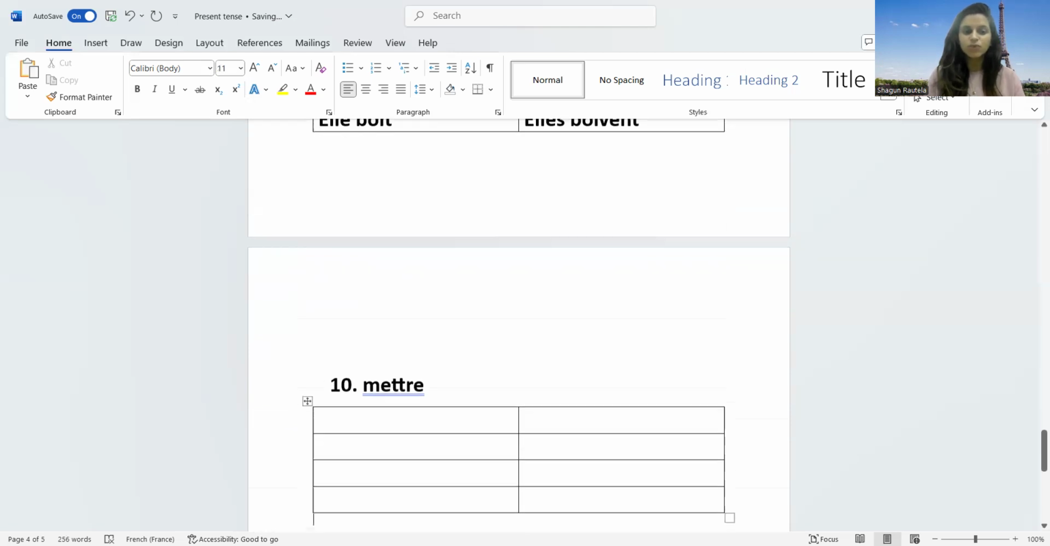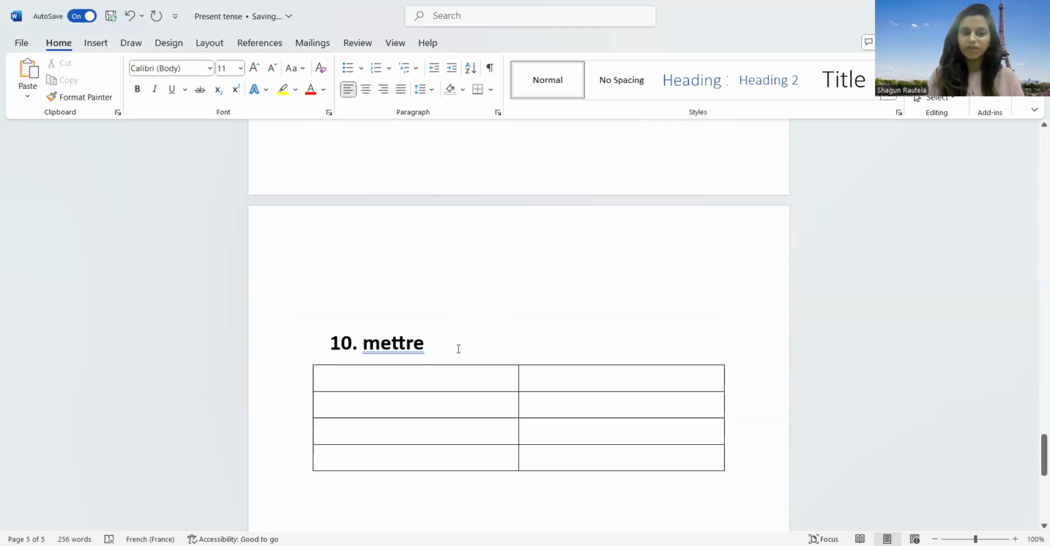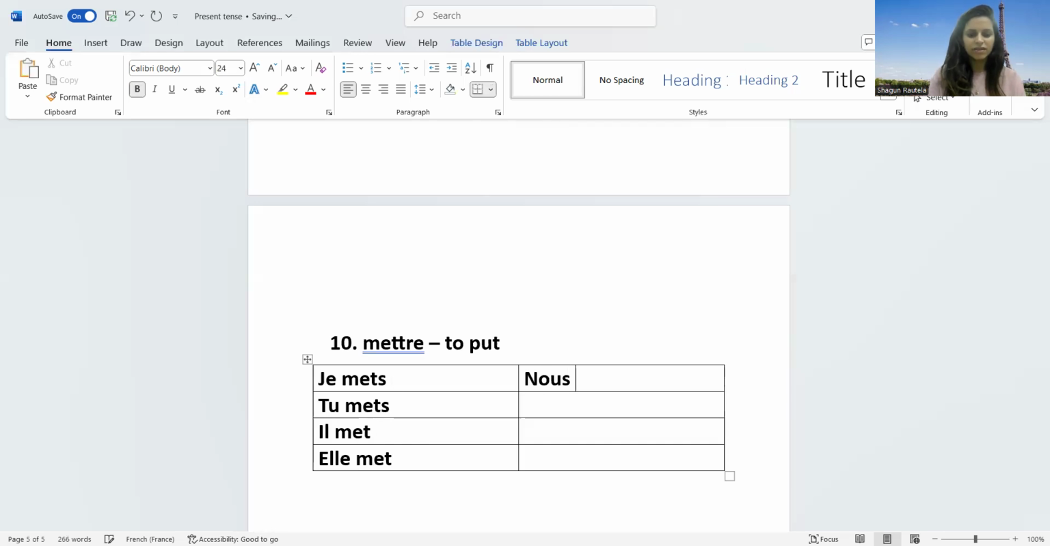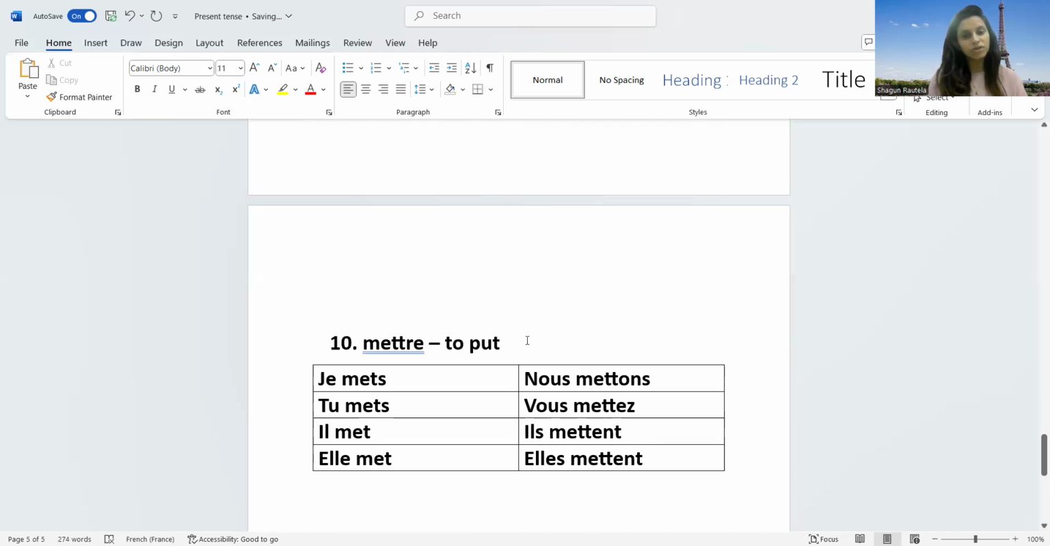Moving on to our last verb for this video, that is the verb mettre. So I've covered 10 verbs in this video. I will be bringing more verbs in my next video. Mettre is to put. Je mets, double T, RE. So cut a single TRE and write S. Je mets, tu mets, elle met. Right side: mettons, mettez, mettent. Okay, and mettre is to put.